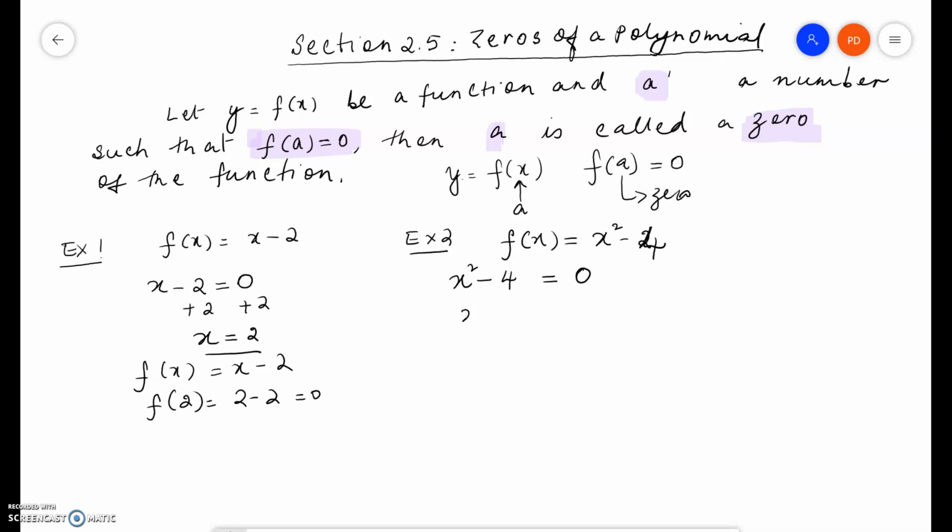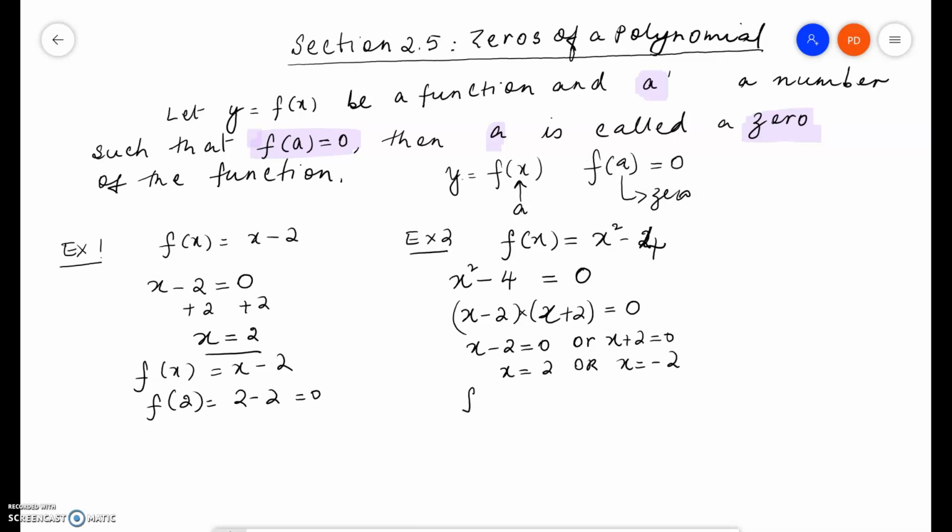A couple of ways of solving this. If you notice that this is a difference of squares, then you go x plus 2 times x minus 2, that's equal to 0. Now by the zero product rule, if a product of two numbers equals 0, then either x minus 2, the first number, is 0, or x plus 2, the second number, is equal to 0. So x equals 2 or x equals negative 2.